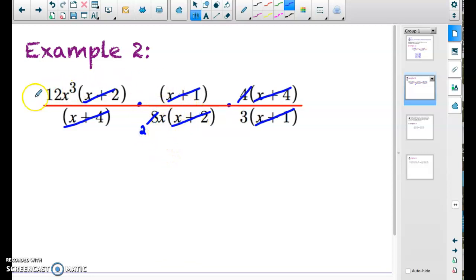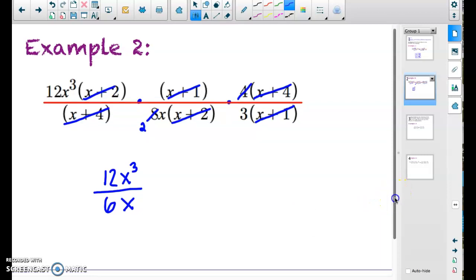Now I'm going to rewrite this before I do any more simplifying. I am going to rewrite it because it might make it a little bit easier for you to see. So I've got a 12 and an x cubed on the numerator. And on the denominator, I have a 2x times 3. So that becomes 6x in the denominator. Now we are not finished with this, but notice how much simpler this thing looks.